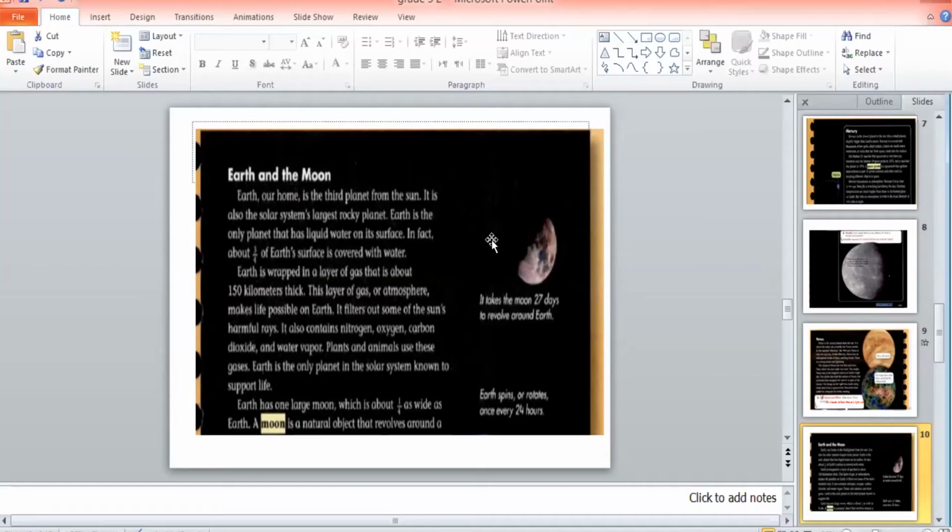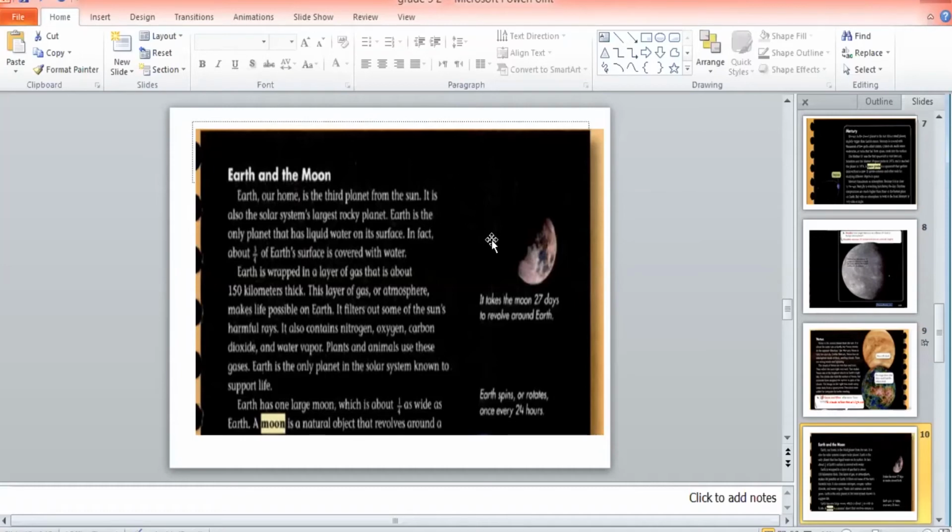Because planets revolve around stars, while moons revolve around and follow planets. So the moon revolves around Earth. It's not a planet, it's a follower, it's a satellite. While Earth revolves around the sun, so it becomes a planet. So a moon is a natural object that revolves around a planet.